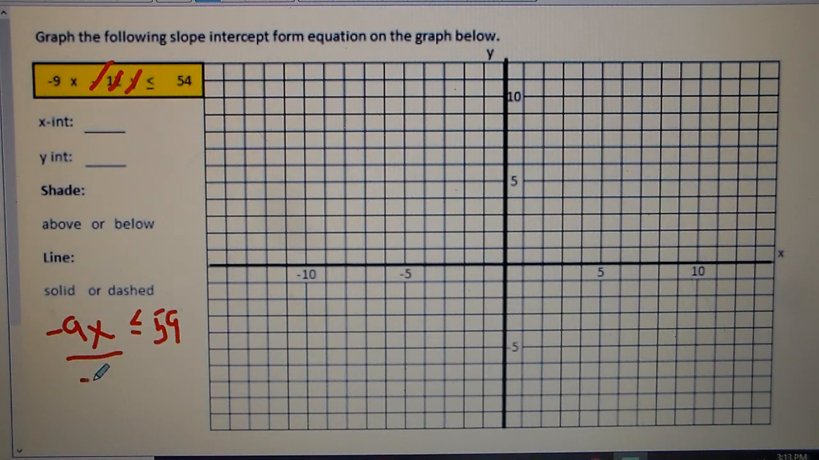We solve for x by dividing both sides by negative 9, and we're going to get x is greater than or equal to 54 divided by negative 9. Sorry, I said 59, that's supposed to be 54. Put that in the calculator, and we're going to get negative 6. So the x-intercept is at negative 6.